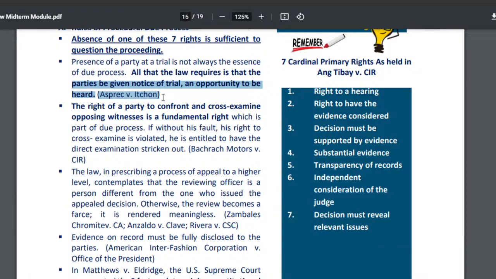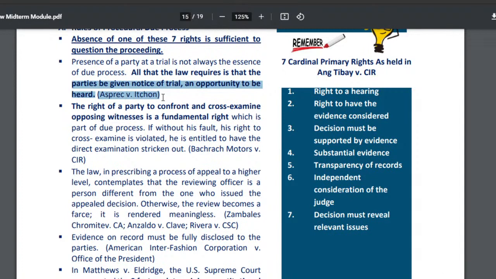What happens then? That particular decision is already a farce, meaningless, because the reviewing officer is the same person who issued the appealed decision. This cannot be done. If this happens, there's already a violation, and you can question the administrative proceeding.